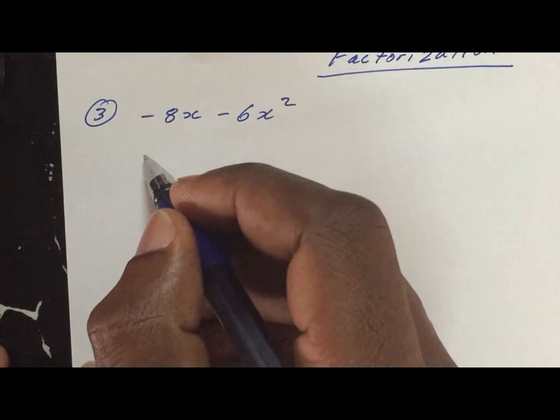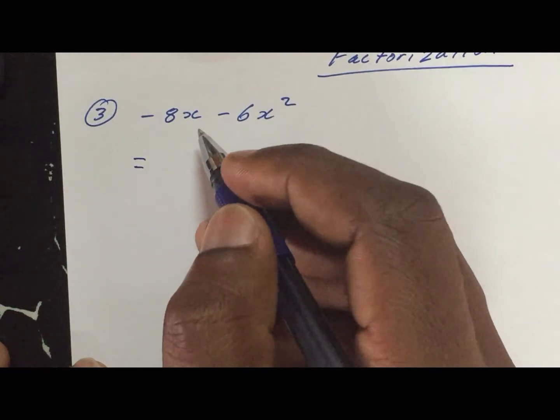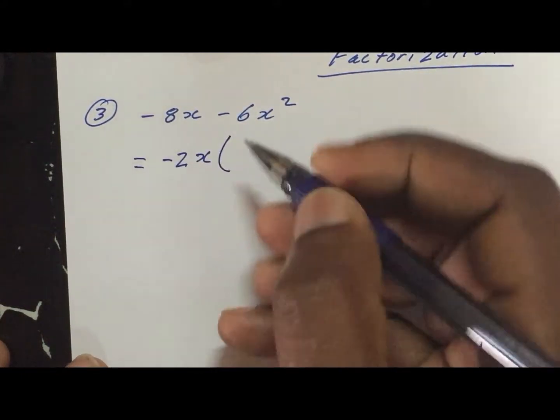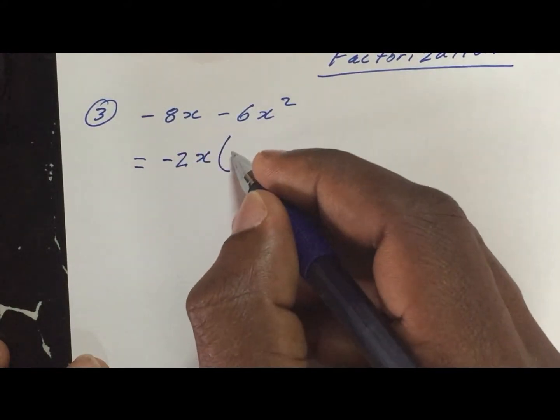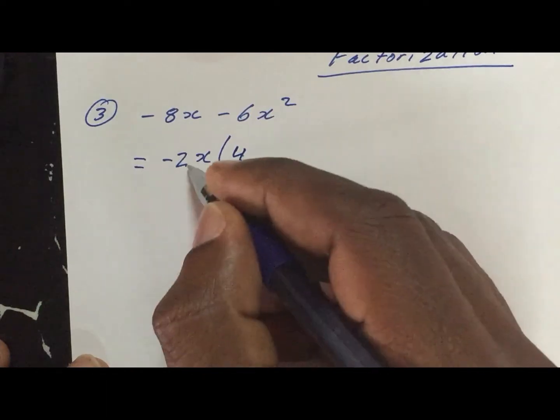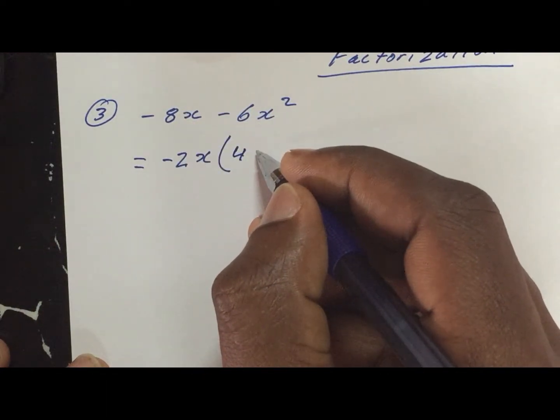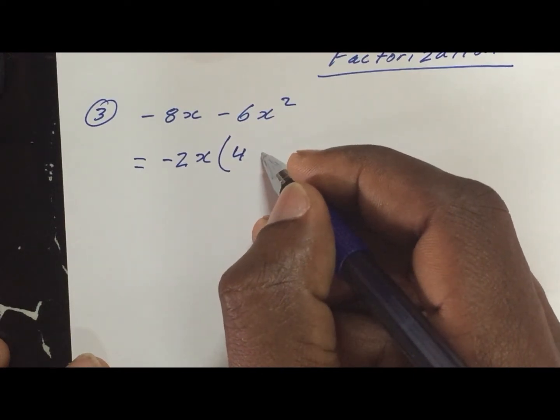Now, lucky number 3. What do we have here? What is common between the two? Negative 2x. Very good. Negative 2x times what gives us 8? Negative 2x times 4. 4 twos are 8. Negative. Alright. So we have 4. What's next?